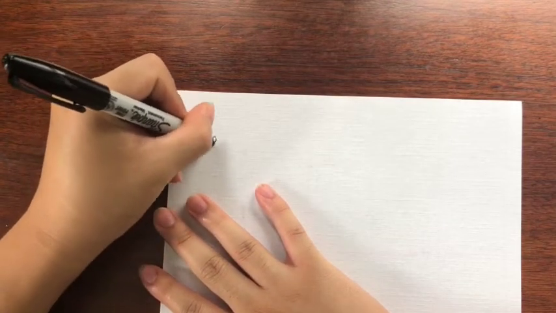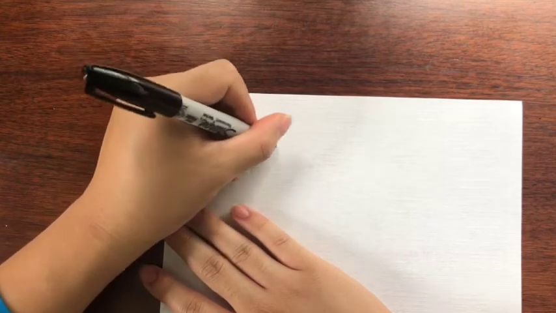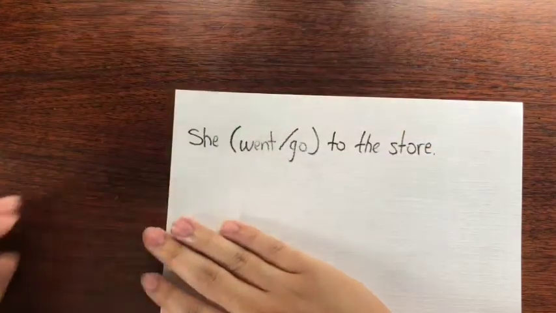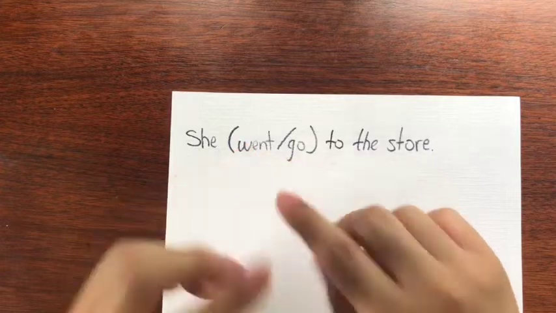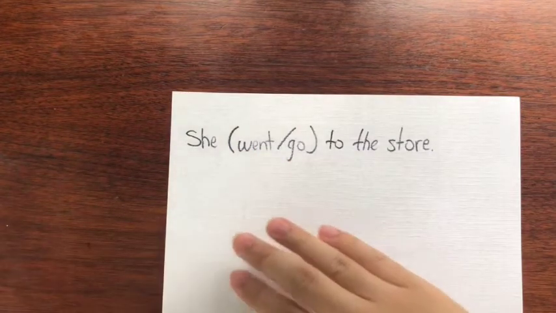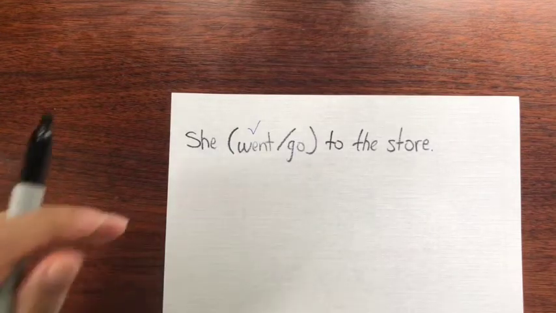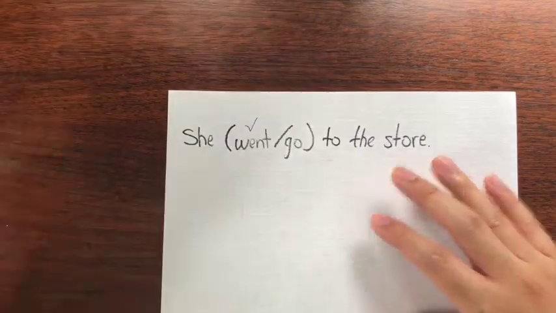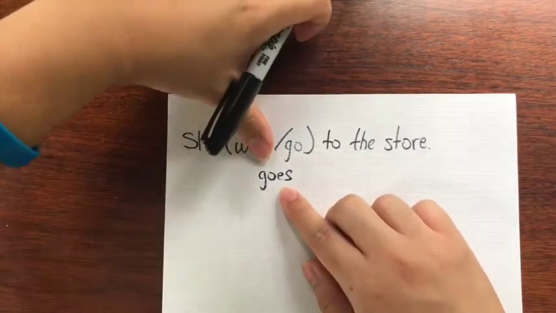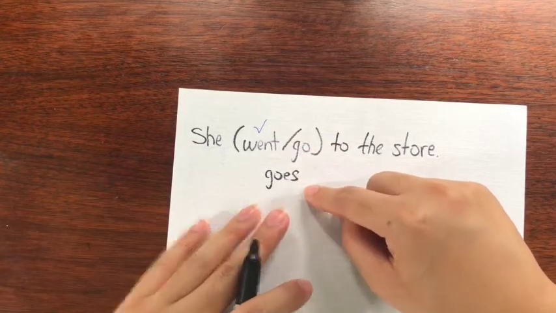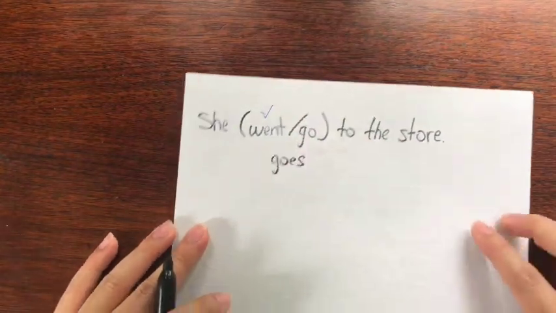Okay, so let's practice that on a question that might be on your test. She went or go to the store. So choose the correct word, went or go. The correct answer is went. She went to the store. Why? Because if we say she go to the store, that's wrong. It has to be she goes to the store. She goes to the store is correct. But because this is go, we know go is incorrect because we need to change go to goes. So the correct answer has to be she went to the store.